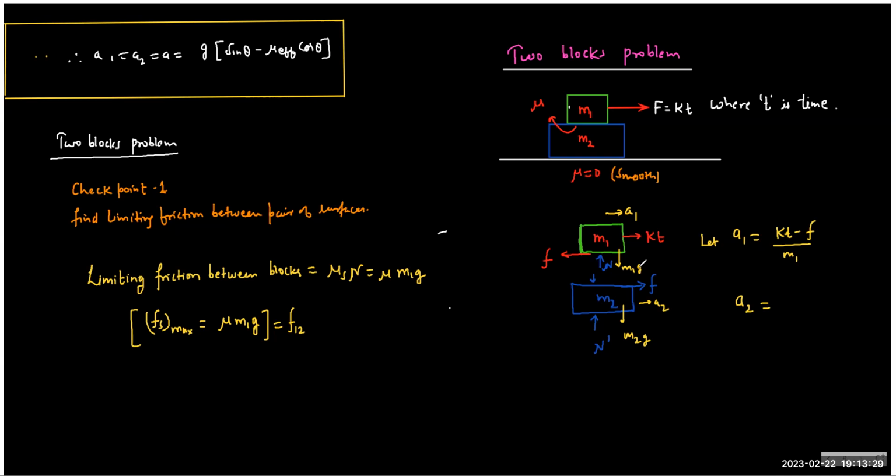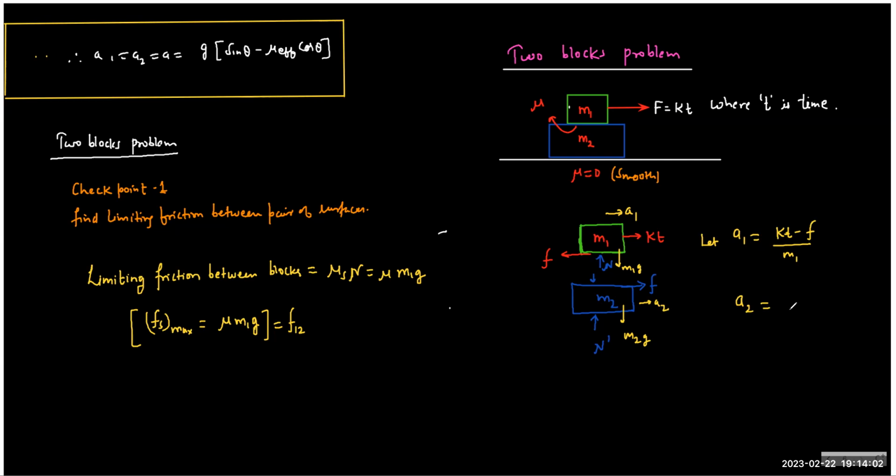So acceleration is how much? Net force upon mass. So what will you write for the acceleration of M1? Tell me. KT minus F is equal to M1 A1, right? Very good. So what is A1 coming? KT minus F by M1, right? Similarly, what is A2? Tell me. Mu M1 g by M2. Come on, guys.